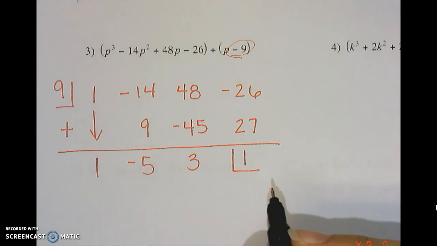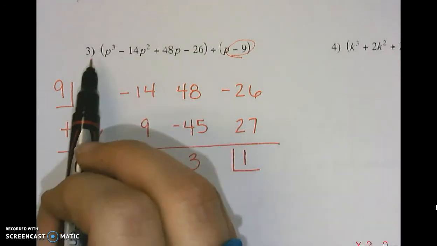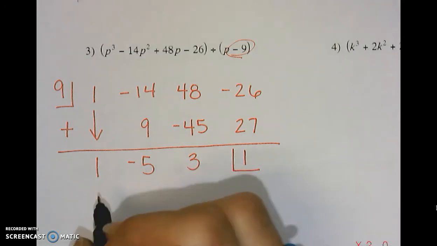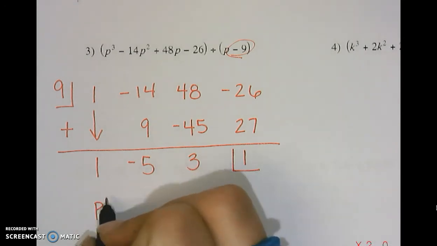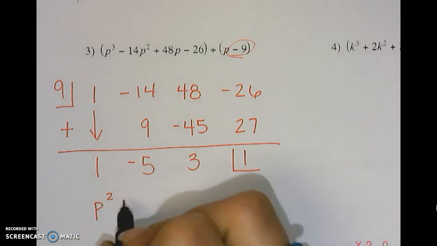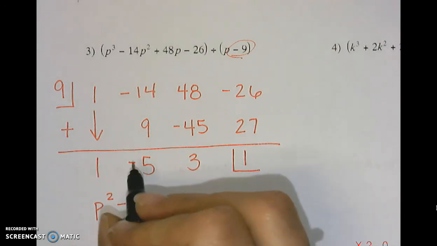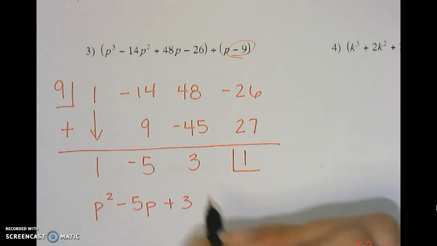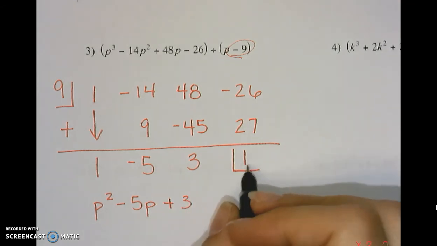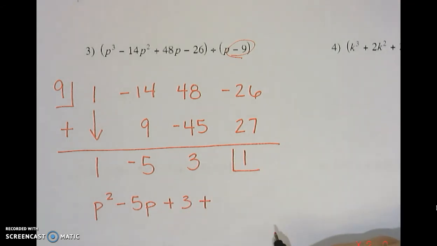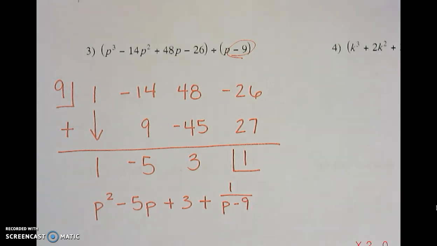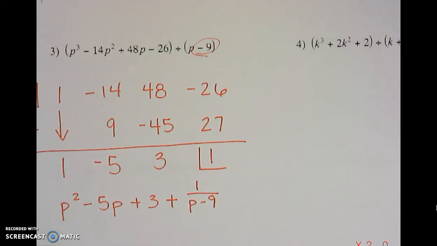Okay, so to write our final answer, since this started with p to the third, our answer is going to start with p squared. So 1p squared, or just p squared, minus 5p, it's a minus because this is negative, plus 3, because that's positive. Now my remainder is positive, so I'm going to write a plus right here, 1 over p minus 9. And that's my solution. All right, number 4.